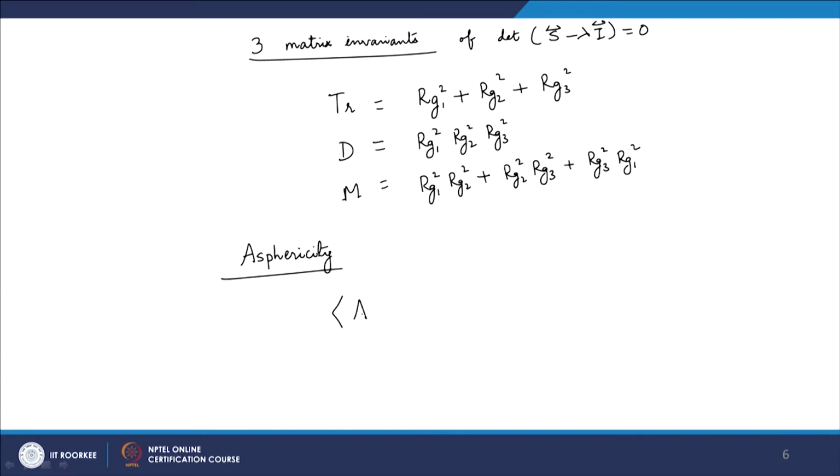as A equal to trace square minus 3m divided by trace square. Okay. So, before we go into what this A means, let us first derive what the trace square minus 3m is, and then see what the expression of A is actually.